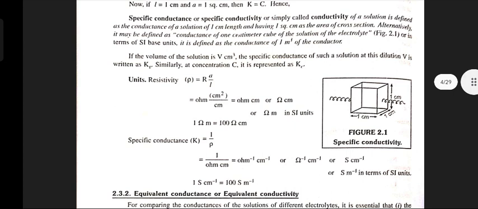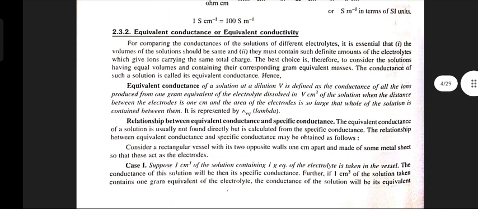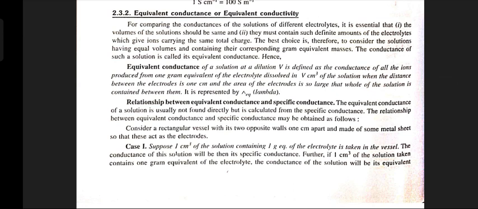The specific conductance, or simply called conductivity, of a solution is defined as the conductance of a solution of 1 centimeter length and having 1 square centimeter area of cross section. Alternatively, it may be defined as the conductance of 1 centimeter cube of the solution of the electrolyte, as in figure 2.1, or in terms of the SI base unit, it is defined as the conductance of 1 meter cube of the conductor. The equivalent conductance or equivalent conductivity.